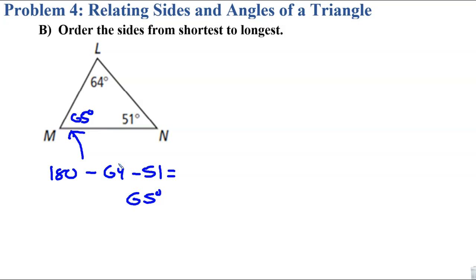Now that I know all three of the angles, I can order the side lengths. Again, we want to go from shortest to longest. The shortest side is going to be across from the smallest angle, 51. So my shortest side will be LM, we could say. 64 is my medium angle, so it's going to be across from the medium length side, MN. And since 65 is the biggest angle, the side across from it, LN, will be the largest side.